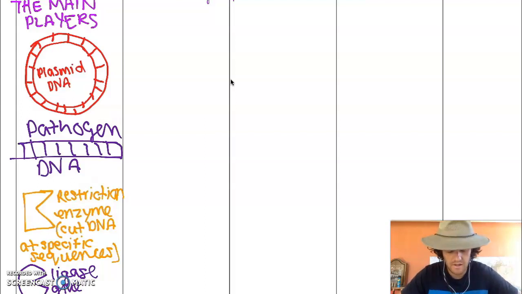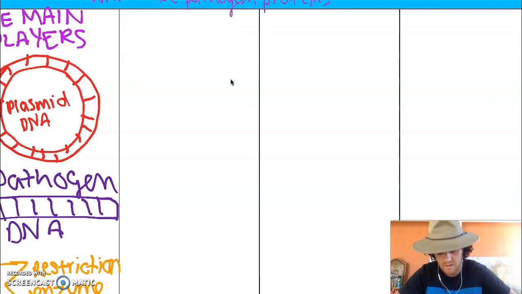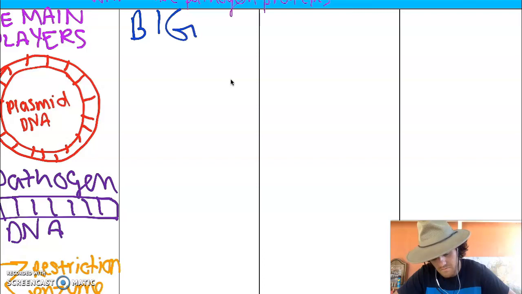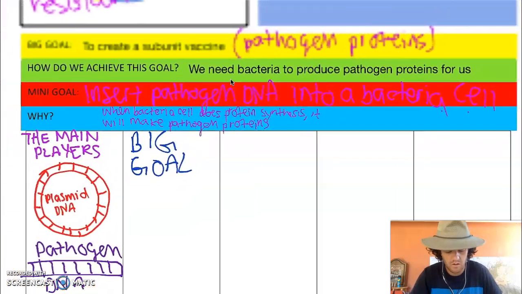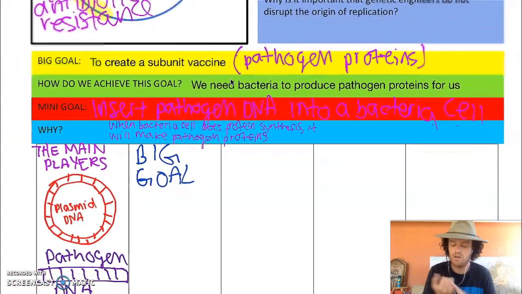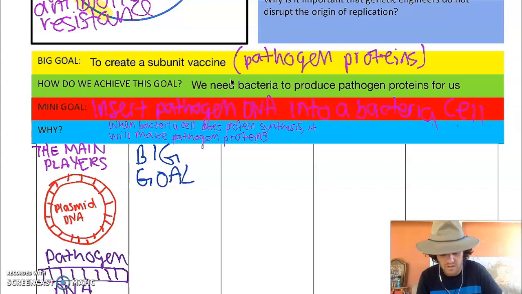This next slide I'm going to title our big goal. Okay. Ultimately, we know from our big goal up here, we're trying to create a subunit vaccine, so we need bacteria to produce pathogen proteins for us. So our mini goal out of that is to insert pathogen DNA into a bacteria cell.